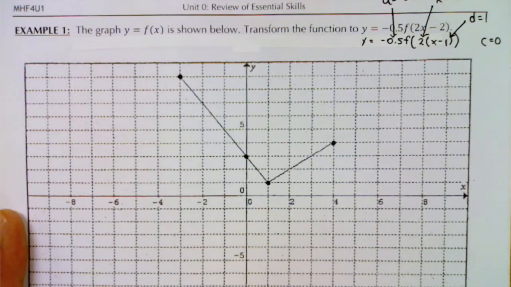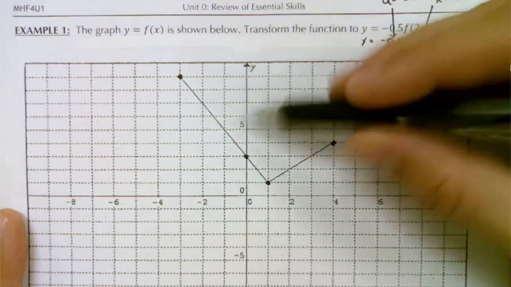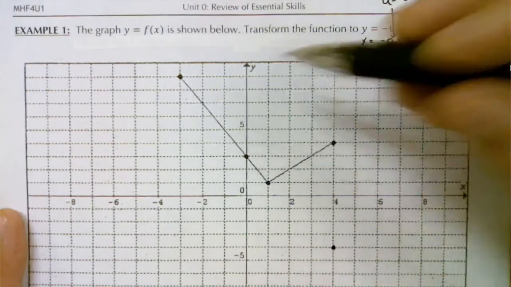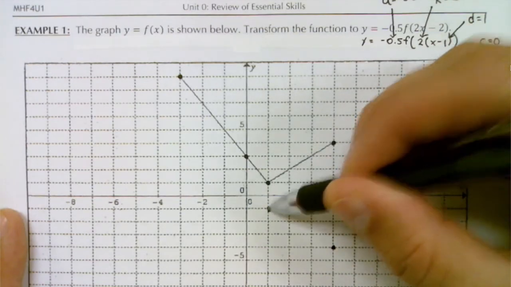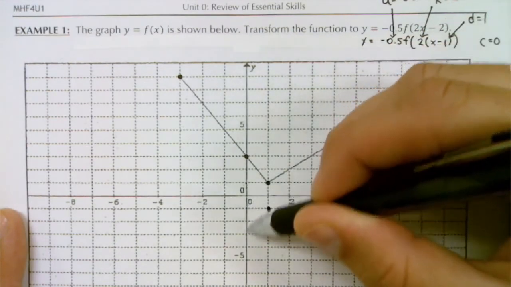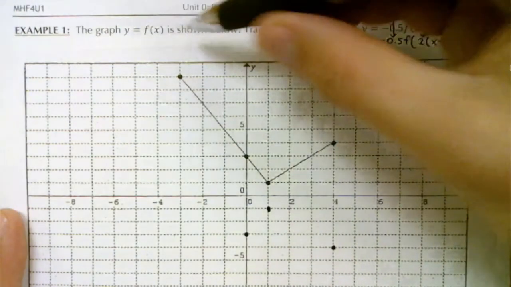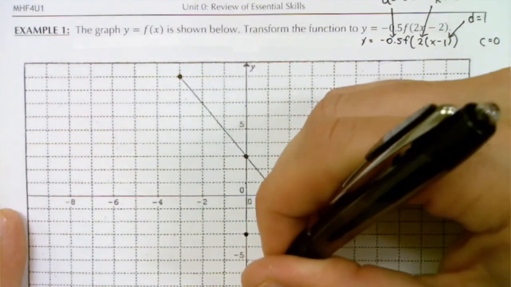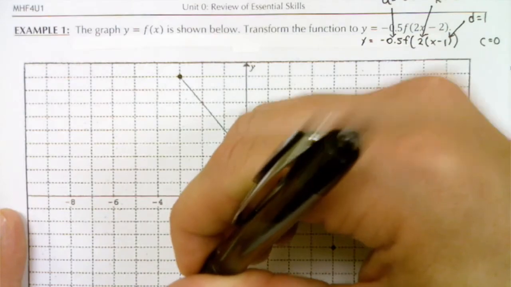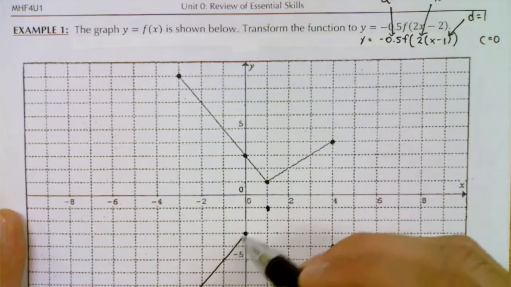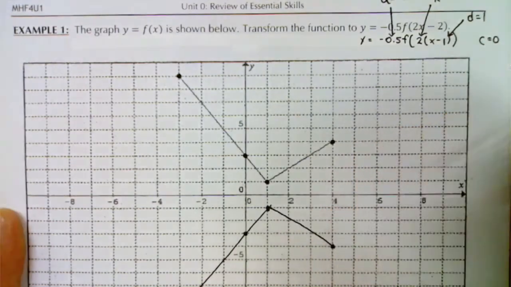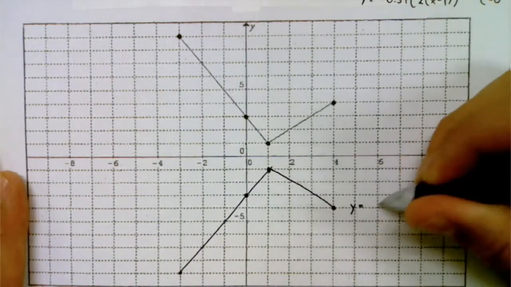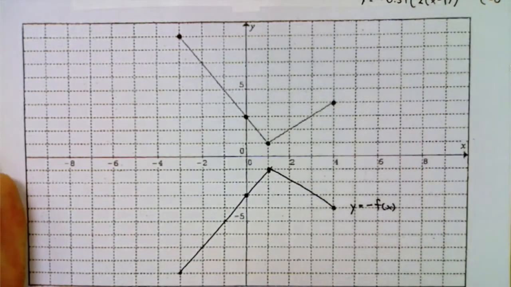Well, we take the y values and we make them negative, keeping the x's the same. This point would have a y value of 4, so it becomes negative 4. This would be 1, becomes negative 1. This would be 1, 2, 3, becomes 1, 2, 3, but negative. And this point would be 5, 6, 7, 8, 9. So it would be negative 5, negative 6, negative 7, negative 8, negative 9 for the same x. There we go. We have reflected. So this graph would be y equals negative f of x. We've done the reflection.